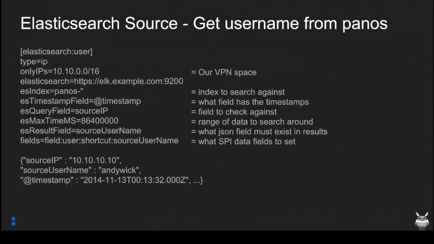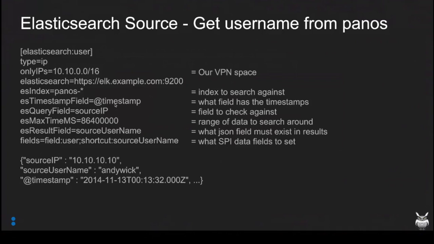Elasticsearch. So here's an example of how to go to Elasticsearch to get data. In this case, we're going to get the username from PAN-OS logs. So for this, we have the IP address of the traffic that's going by, and we want to get what user that is based on our PAN-OS logs. And we threw our PAN-OS logs into Elasticsearch using Logstash. This is very similar to what we just talked about. We configure our Elasticsearch URL, what Elasticsearch index to search on.